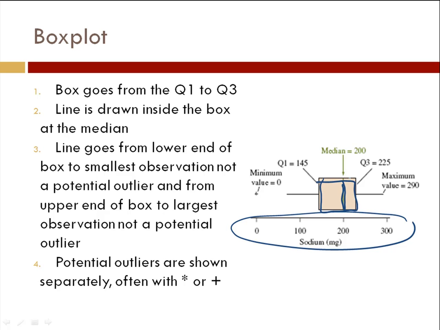And then you'll need to do whiskers from your box, and the whiskers will go from Q3 out to the maximum value that's not a potential outlier, and then from Q1 out to the minimum value that's not a potential outlier, and then we mark any outlying values, any outliers, with either asterisks or plus signs.